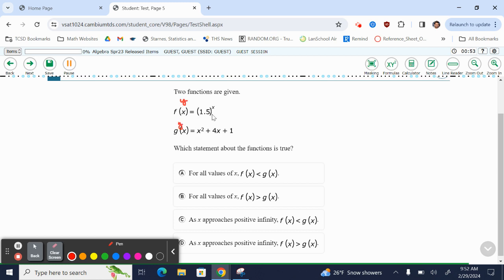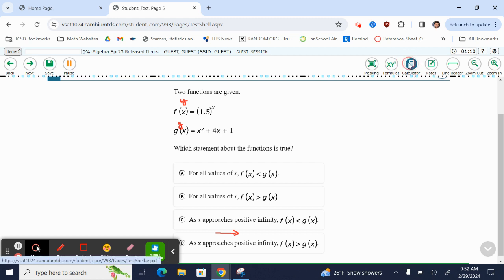So we're going to graph these 2 functions in the calculator, and we're going to compare the y values, all right? Now, where it says as the x approaches positive infinity, that just means to the right. So this is for all x's, and this is all the x's as you're going to the right. So let's see what the picture shows us.